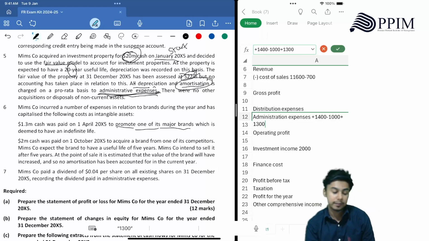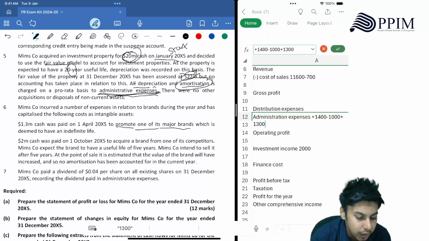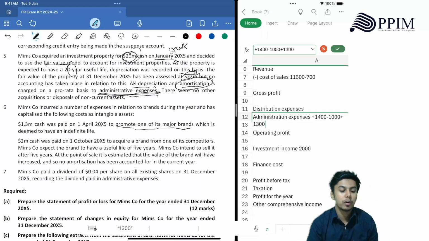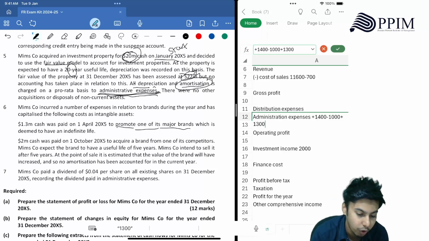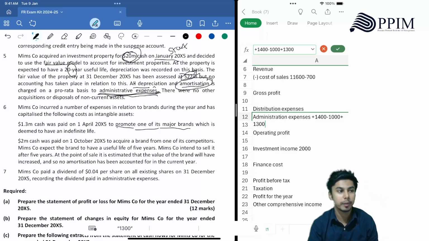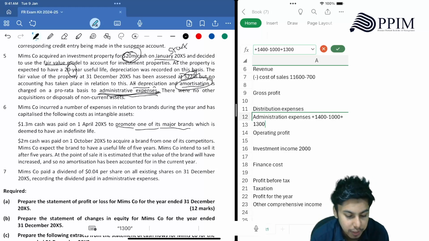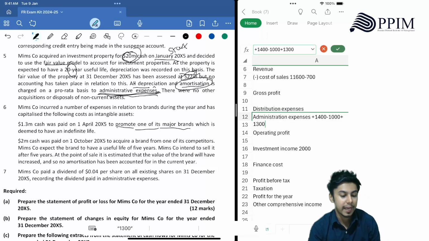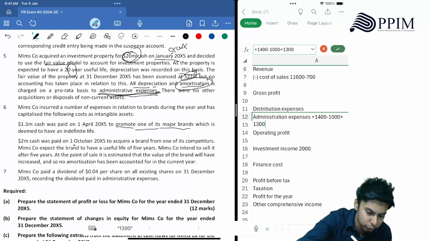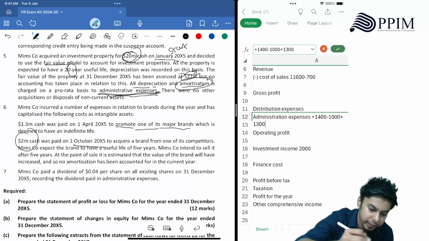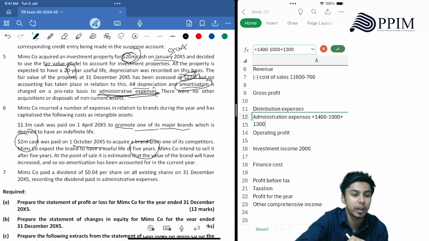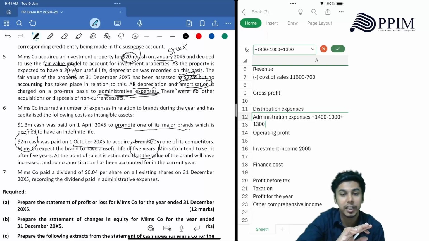Right, next one they are telling 2 million cash was paid on October to acquire a brand. Guys, remember, when you buy an intangible asset from outside, it is always an intangible asset, purchased from one of its competitors, and it has a useful life of 5. Now you have to be careful. On October, we bought a brand, useful life is 5 years. So what you should do now is calculate the amortization.